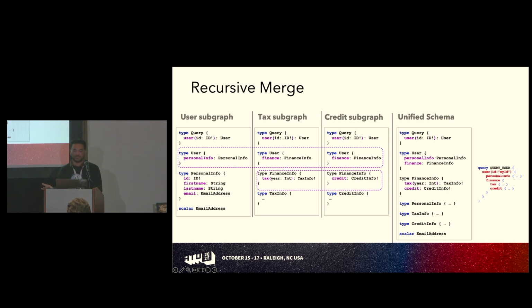From a client perspective, it's abstracted. The client only sees the unified schema. It makes a single query to the orchestrator and it all works.